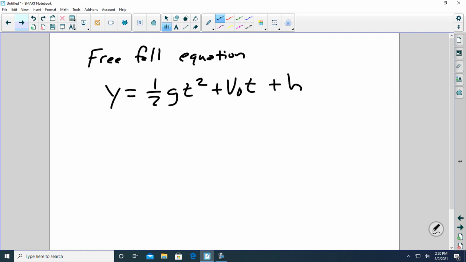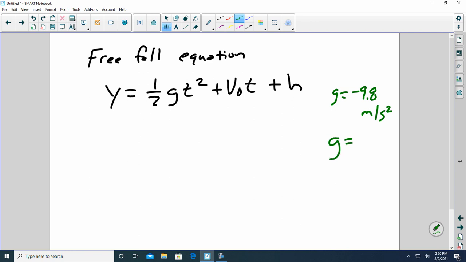Okay? That's the equation that you use. G is whatever planet you're on, whatever the gravitational pull on that planet would be. Here on Earth, it's negative 9.8 meters per second squared. So that's the acceleration due to gravity. Okay?